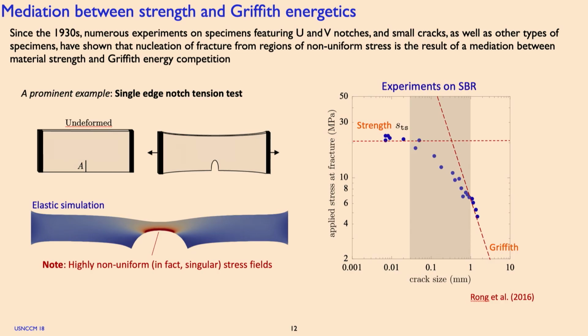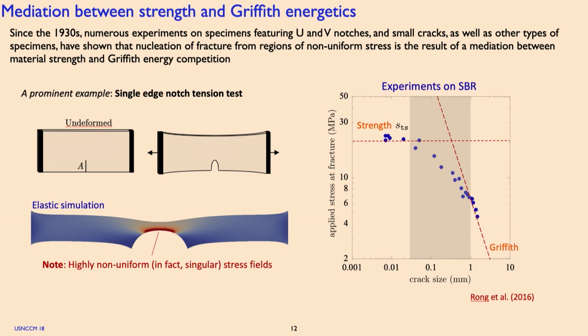So here we have qualitative information. Here I'm showing probably the simplest example to understand this. This is just a single edge notch tension test. The idea is that you put a notch in the specimen and you subject it to far field uniaxial tension, and then you measure the critical stress at the boundary, at the far field, when that crack begins to propagate as a function of the initial notch length.